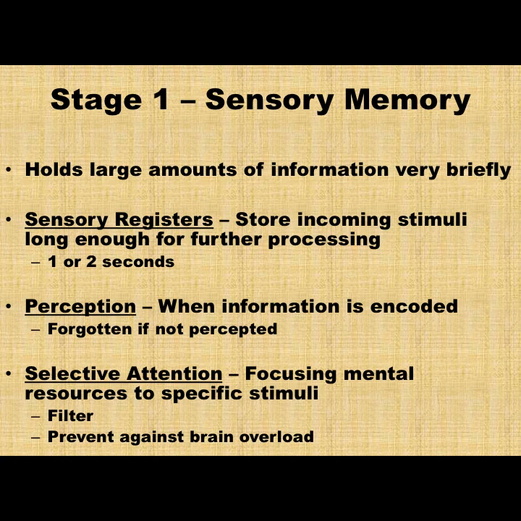The first stage is sensory memory, and this stage holds large amounts of information, but very, very briefly. It starts in the sensory registers, which store incoming stimuli long enough for further processing to the short-term memory in this case. And the information only lasts for 1 or 2 seconds. Like I said, very, very briefly. After those 1 or 2 seconds, if it is not processed into the short-term memory, it is forgotten for the time being. And basically, perception is when the information is encoded. And basically, if it's not perceived, then it's just forgotten.